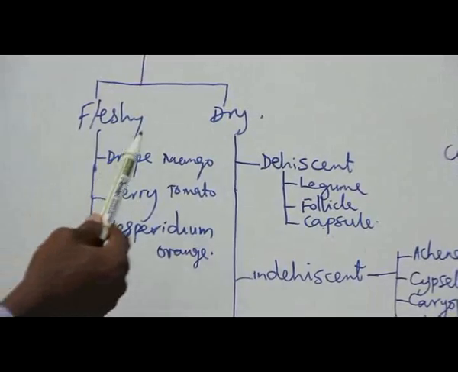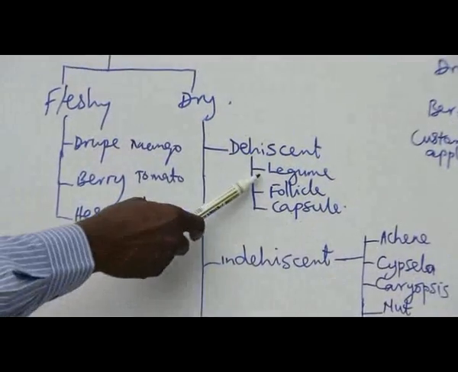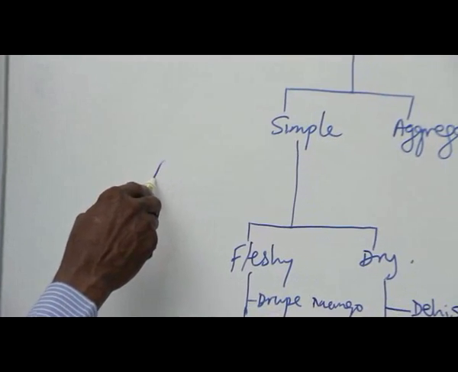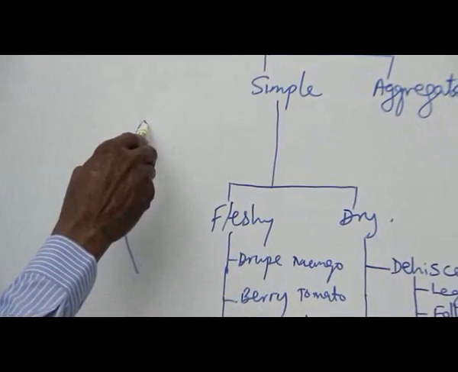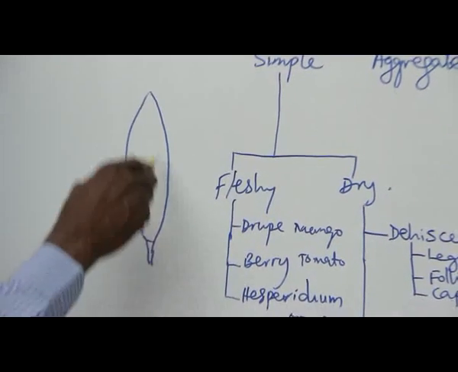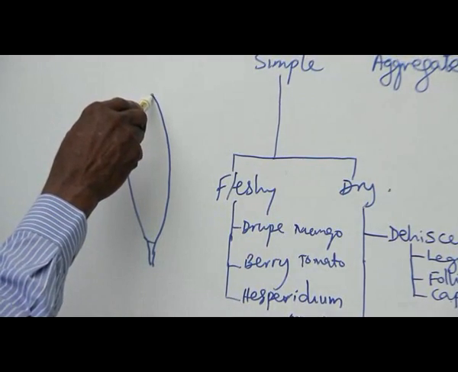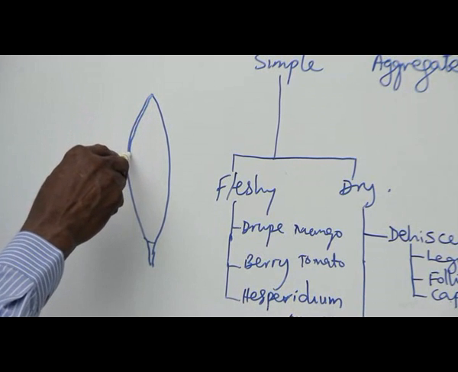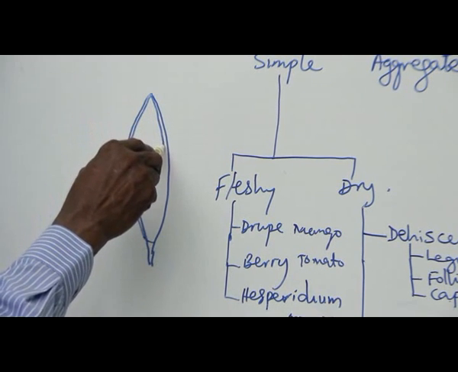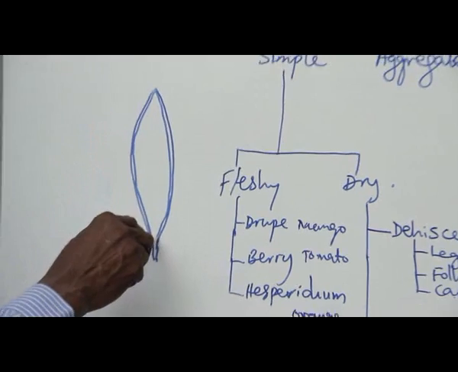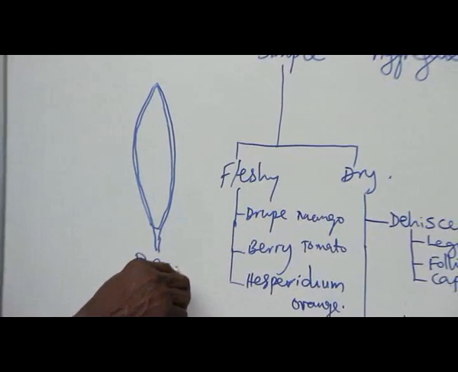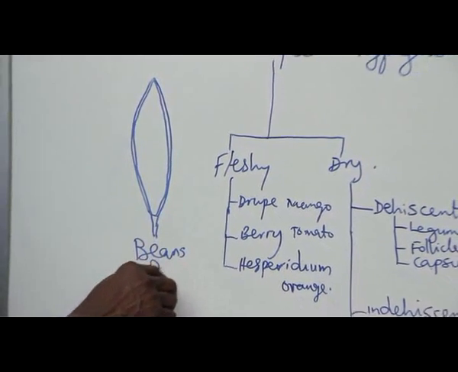And we have such fruits in legume. A legume has two sections and splits along the two sections, as we have in the case of bean pod. You can split it open along the edges. This is one edge, another edge here. So this is a legume, like you find in bean pod.